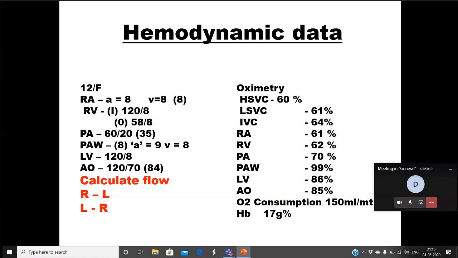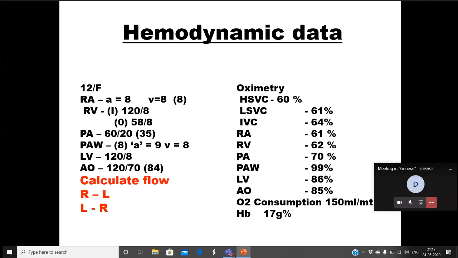Okay, very good. PA systolic pressure is elevated. You have to mention that there is moderate elevation of the pulmonary artery pressure. Mean pulmonary artery pressure is also elevated. Diastolic pulmonary artery pressure is also elevated. Pulmonary capillary wedge pressure: A is 9, B is 8. It's upper limit, it's normal. Why did you say upper limit? What is the upper limit of pulmonary capillary wedge pressure? 10 to 15. It can go up to 12. So this is normal.